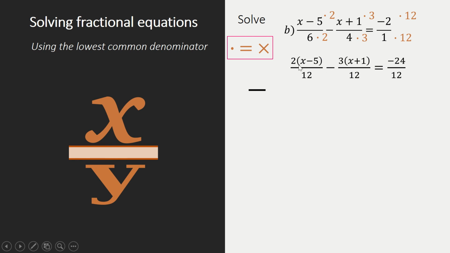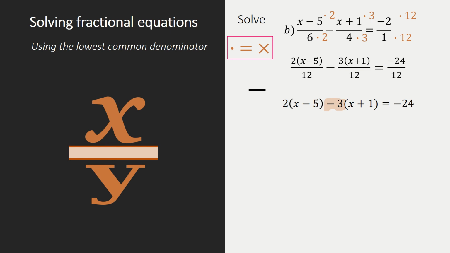Do not forget the bracket, since we want to multiply everything by 2 and everything by 3. As you can see, we now have the same denominator under 3 fractions. So that means that we are allowed to just equate the numerators. You get 2(x minus 5) minus 3(x plus 1) equals minus 24. Please remember that there's a minus over here, so I must copy it over there. And the minus belongs to the 3, so minus 3.